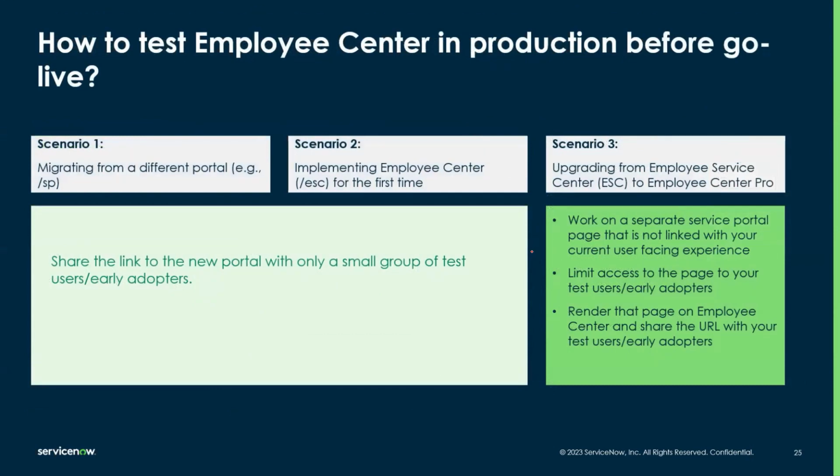How do I test Employee Center in production before go live? And we'll talk about all the different scenarios here. But I do see a question around A/B testing. Rohan, you want to take that one? I'm just going through the questions. A lot of questions. Okay, let me read it out. Is there a way to roll out Employee Center Pro in a staggered approach? Like, can we do random A/B testing and so on?